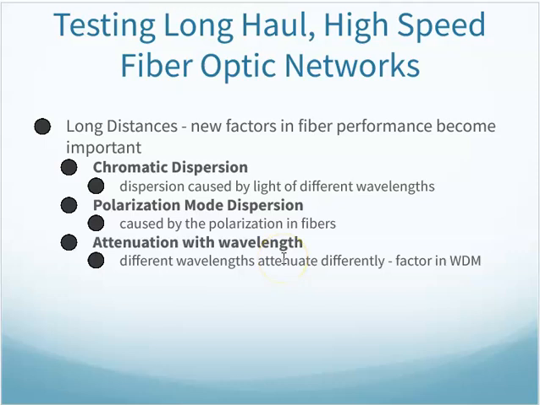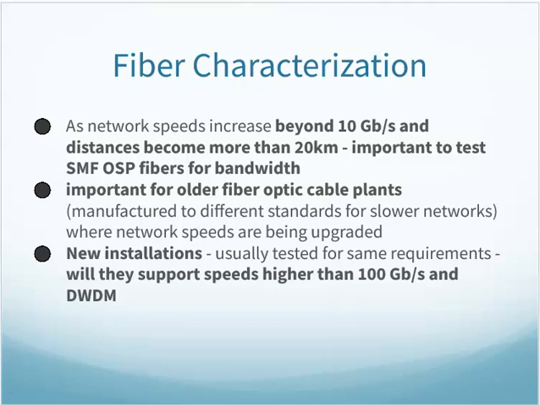And attenuation with wavelength. Yes, different wavelengths attenuate differently. This can be a factor when you're working with wavelength division multiplexing. You have different wavelengths there, so your signal could spread out with those different wavelengths.